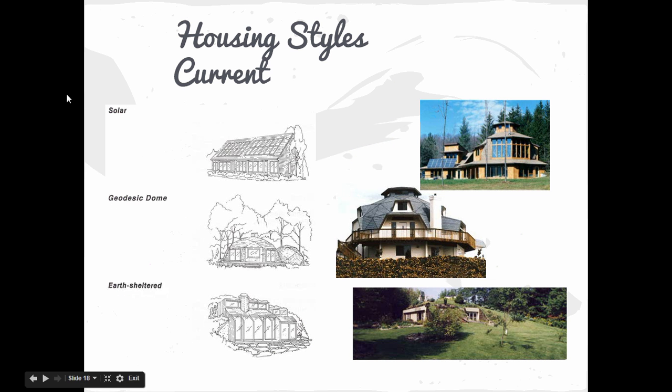And then we have more current styles, which is the solar with lots of windows all over, the geodesic dome, and you might have seen some of those before, not as common in our area, and then the earth sheltered, which is built into the land. Not as common around here. When you go up more often to rural Illinois, you might see some more of these type of designs. And that's all I have.